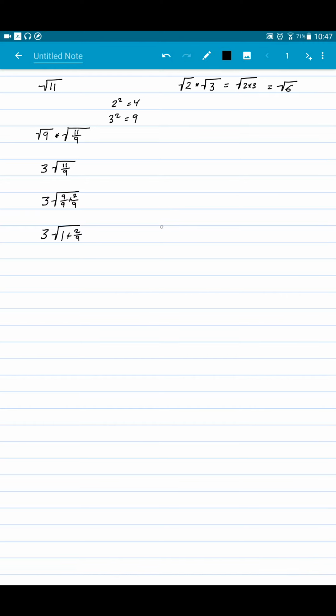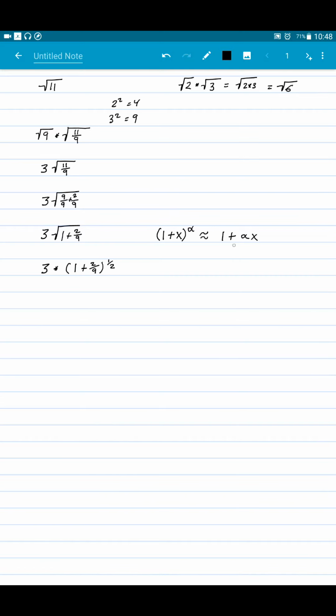Now the Taylor series library tells us that 1 plus a small x to the power of alpha is approximately equal to 1 plus alpha x. We all know that square root can also be to the power of 1/2, so this is the same as 3 times 1 plus 2 over 9 to the power of 1/2. And that's the same form we're looking for.